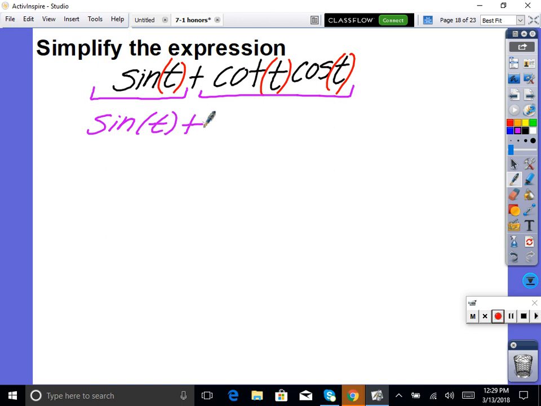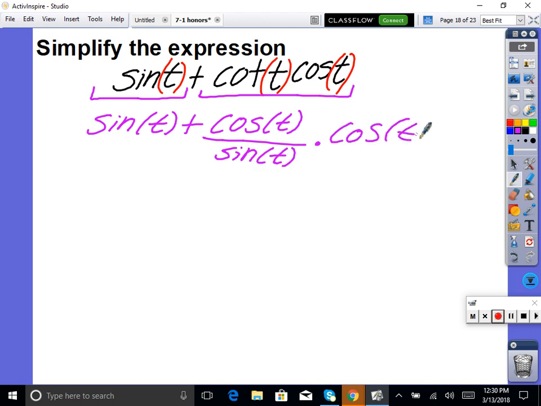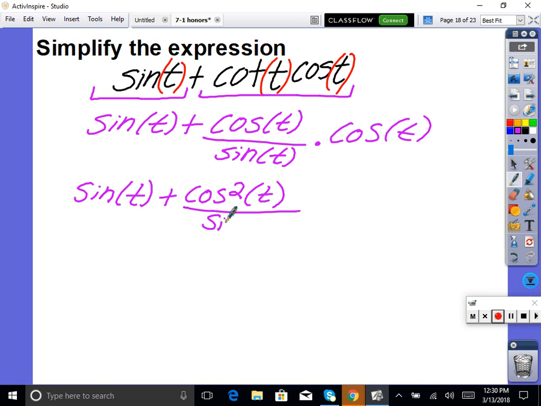Sine of t plus, what is cotangent? Cosine over sine. So let's say, okay, so we have cosine of t over sine of t, and then we have times cosine of t. Now careful, because the cosines do not divide out here. So what we're looking at is actually this: sine of t plus cosine squared t over sine of t.